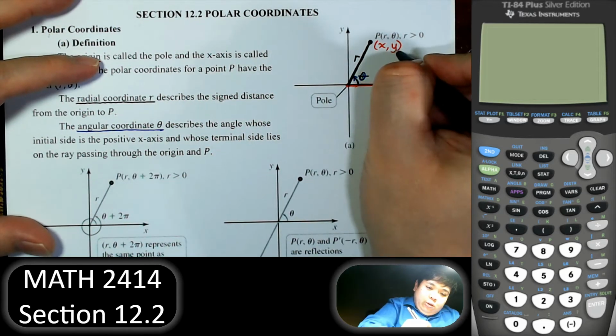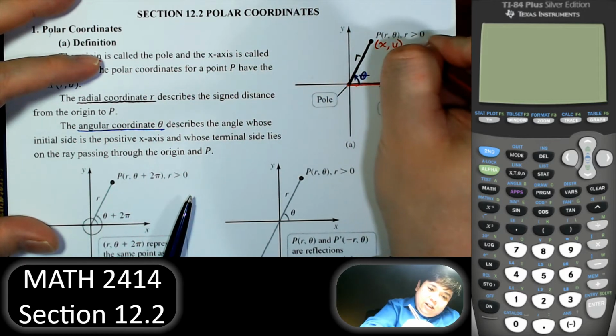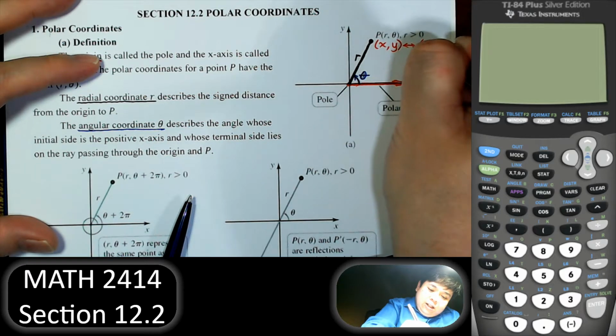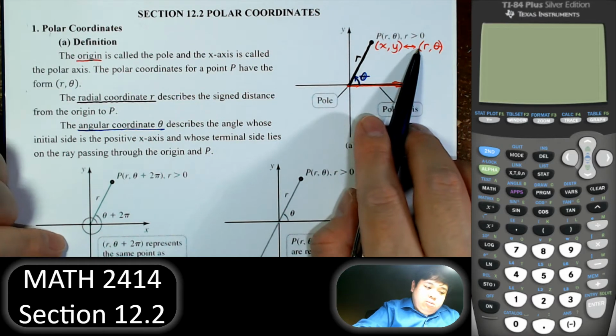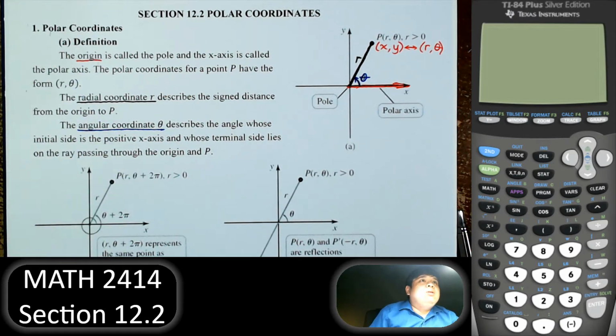So instead of representing the point using x and y, we represent the point using r and theta. So r and theta are called polar coordinates. Right. Now, more on that.